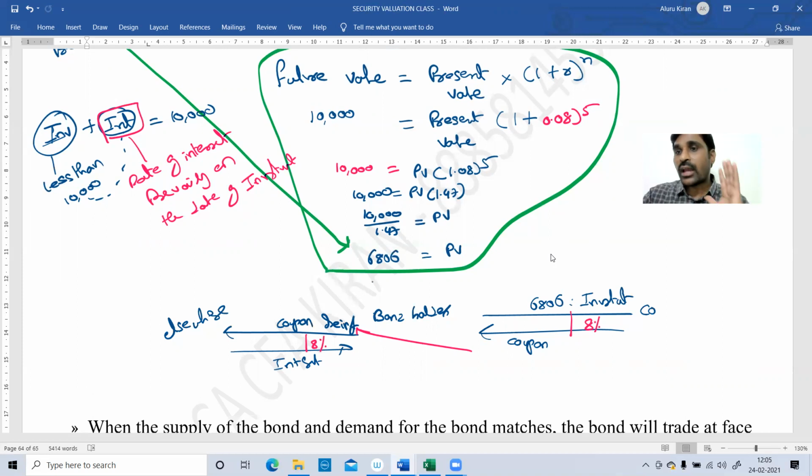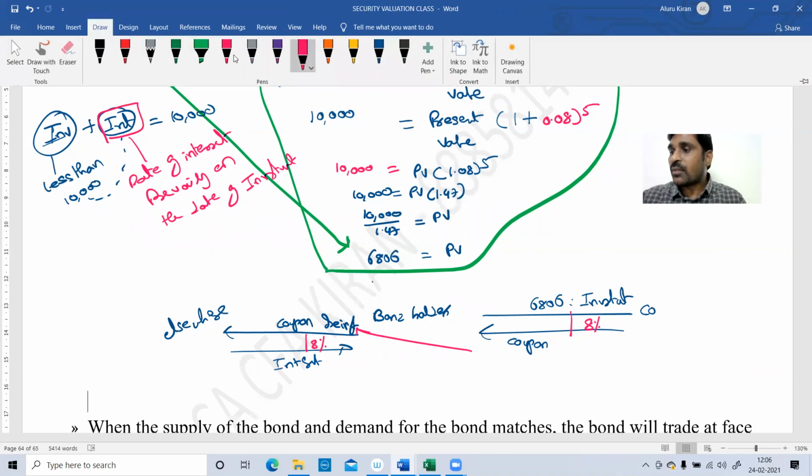So in the above calculation, the inbuilt assumption is that the bondholder is investing 6,806 in the company. On that, the company will pay an 8% coupon. That coupon he will again reinvest somewhere. On that reinvestment also he will get 8%. That is the rate of interest prevailing in the market.